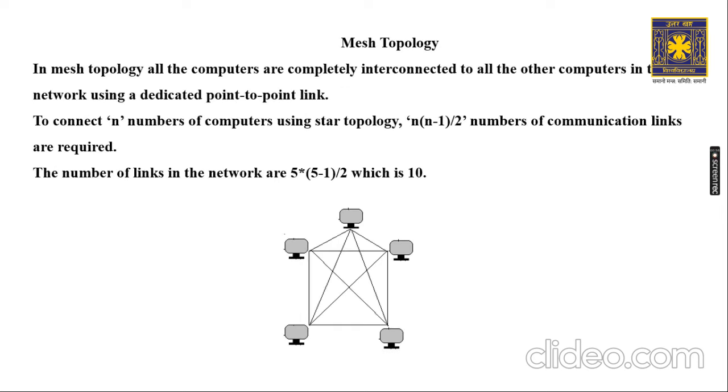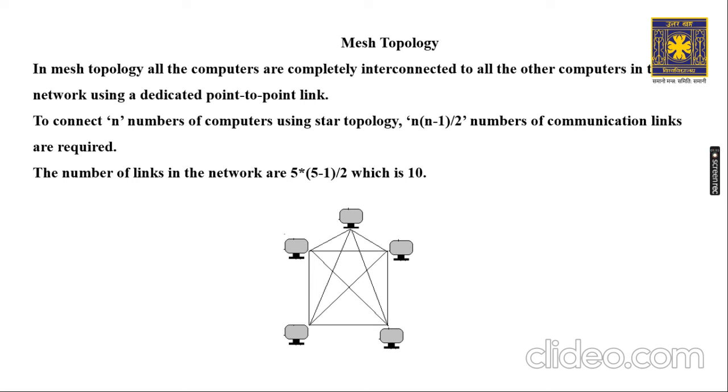Now let us move to the next slide, where we will discuss mesh topology. In mesh topology, all the computers are completely interconnected. You can see in the picture that there are five computers, and each computer is connected directly to every other computer. That means from each computer you have paths to all the four other computers. So in mesh topology, all the computers are completely interconnected to all the other computers in the network using a dedicated point-to-point link. To connect n computers using a mesh topology, you need n into n minus 1 by 2 communication links. Let us take one example.